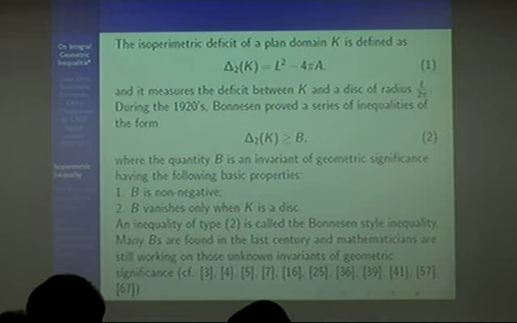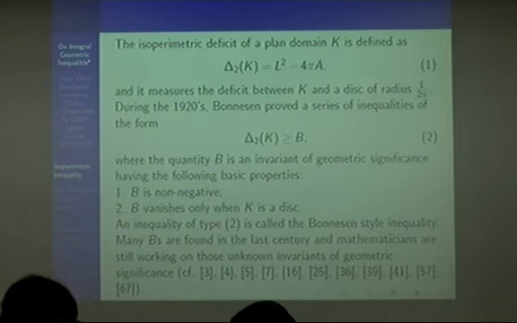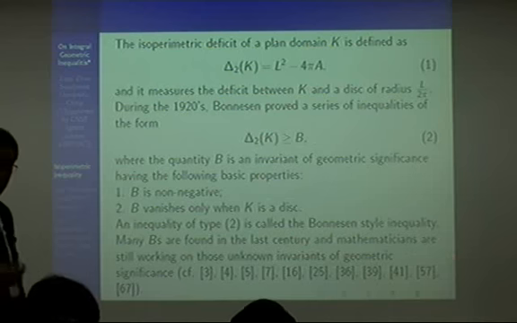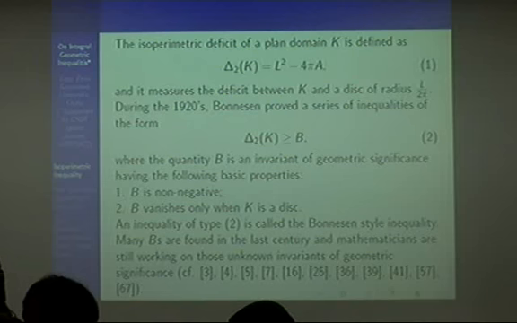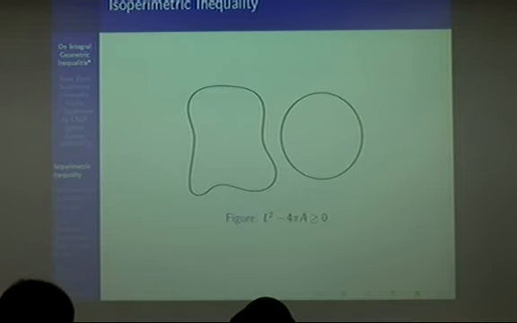Many B's were found in the last century, and mathematicians are still working on unknown invariants of geometric significance. Whenever you find a B, you have a Bonnesen-style inequality. Over the past 100 years, many mathematicians have obtained Bonnesen-style inequalities. I want to point out that this inequality is called the classical isoperimetric inequality.